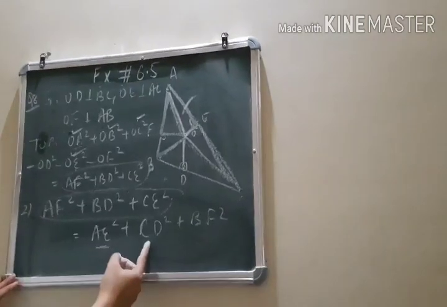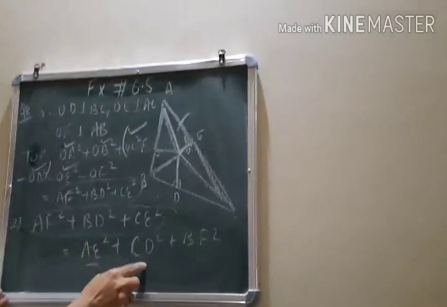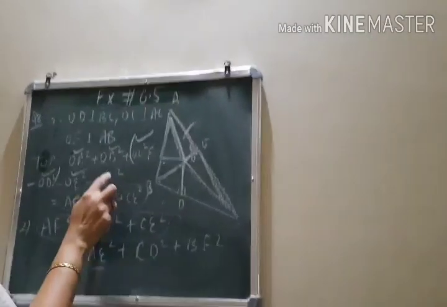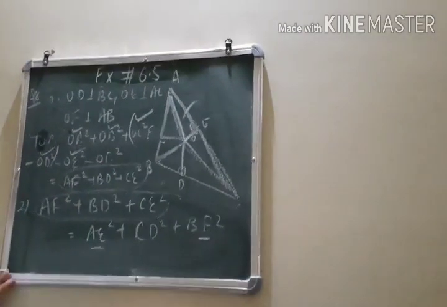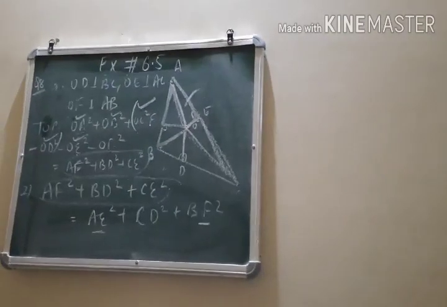Then CD square, so OC square and OD square. Put these 2 in one bracket, you will get CD square. Then BF, these 2: OB square minus OF square will be written as BF square. So this is how you will do question number 8, right?